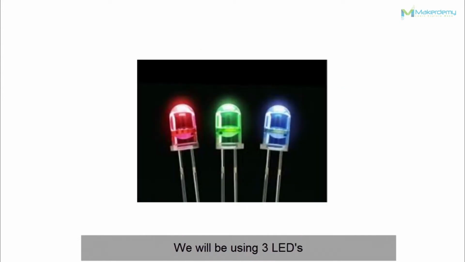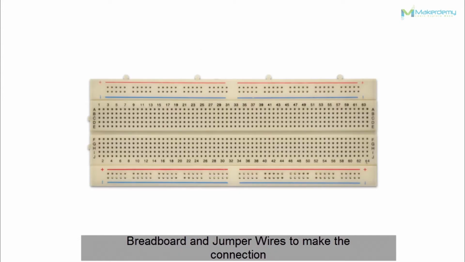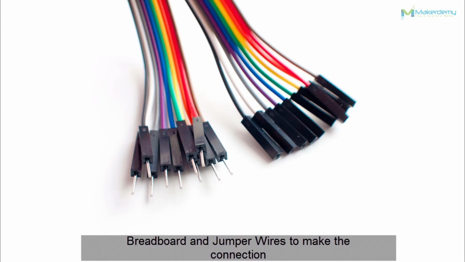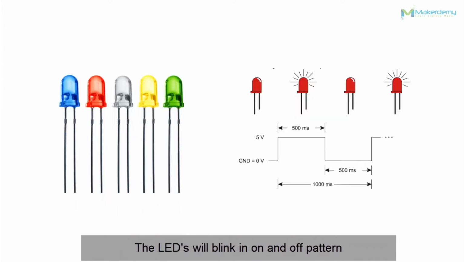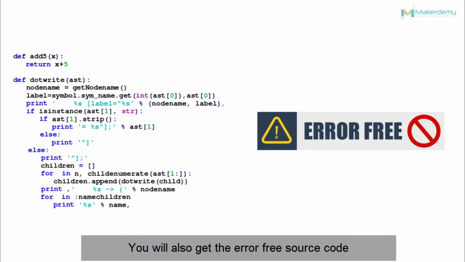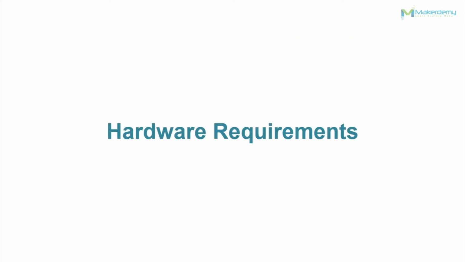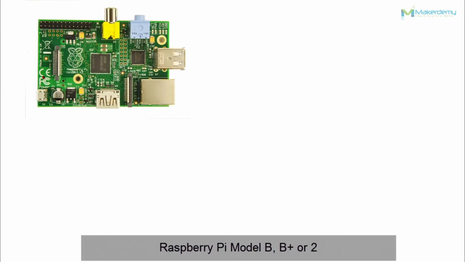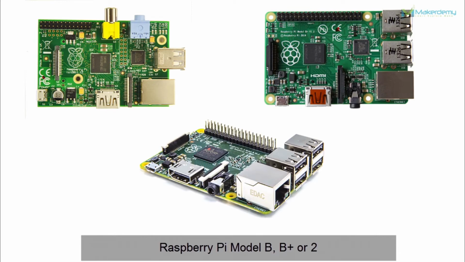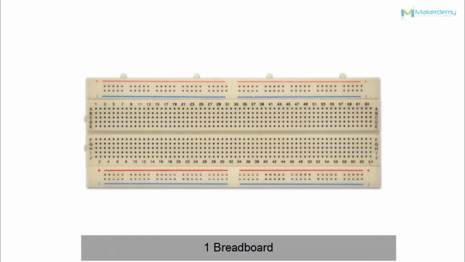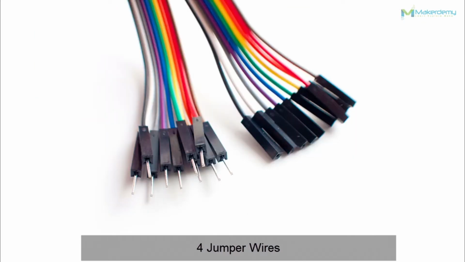We will be using 3 LEDs, a breadboard and jumper wires to make the connection. The LEDs will blink in an on and off pattern. You will also get the error-free source code so that you can quickly build the project by yourself. Let us gather the hardware requirements for this project. We need the following: Raspberry Pi model B, B+, or 2, 3 LEDs, 1 breadboard, 4 jumper wires.